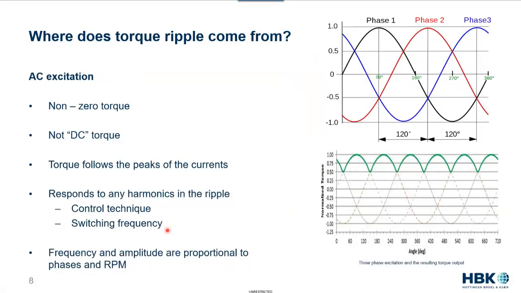So where does torque ripple come from? Let's step back for a minute and think about how an electric machine works. Most electric machines are being powered by some type of AC electricity. In traction applications, it's usually three-phase excitation, but in other applications, it can be more phases, maybe 6-phase or 9-phase. The example that I show up here on the right is a three-phase current, so you can see the blue, the black, and the red phases of the current.